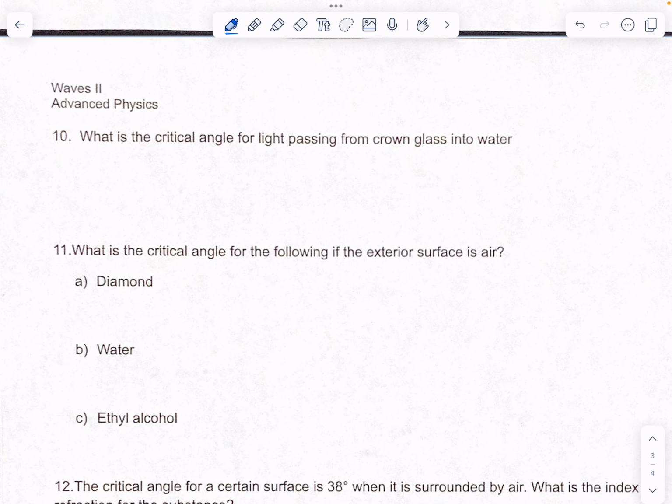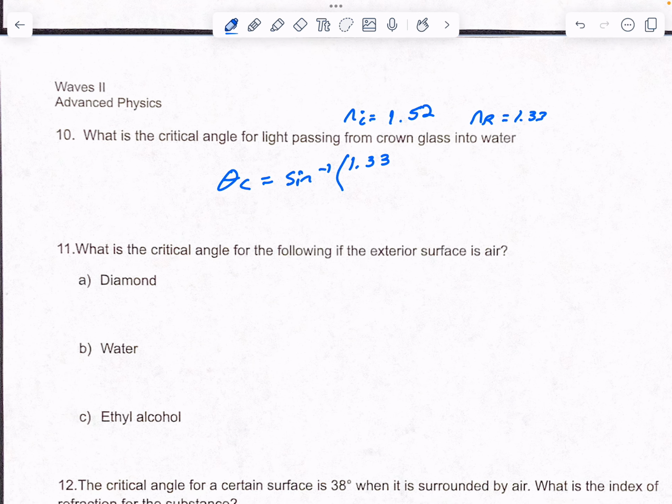10, what is the critical angle for light passing from crown glass into water? So crown, if you look on that box, so crown glass is 1.52. So you're going from crown glass, so that's your NI, to water. Okay, so that's your NR, that's 1.33. Okay, so you're going to do critical angle equals inverse sine of 1.33 over 1.52. And you get 61.04 degrees. So just a lot of practice here on this stuff.